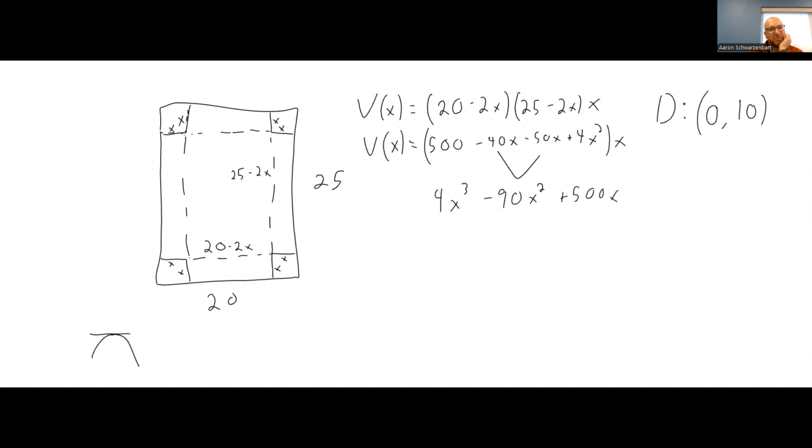Now, my derivative is pretty simple, isn't it? 12x squared minus 180x plus 500. This does not factor, so you use the quadratic formula.